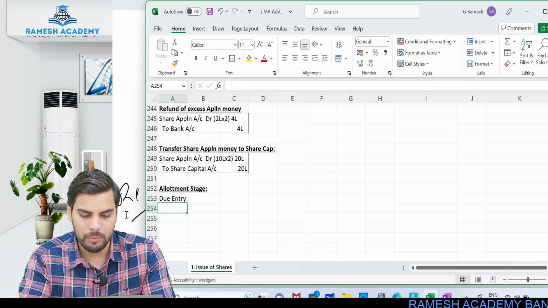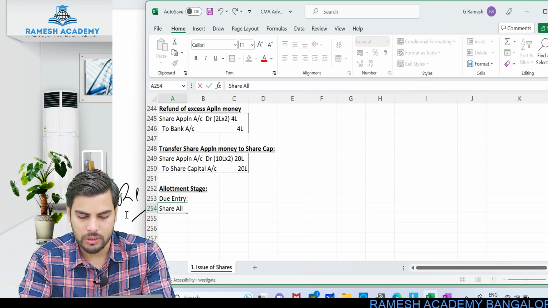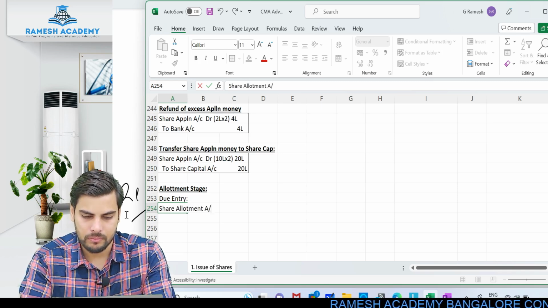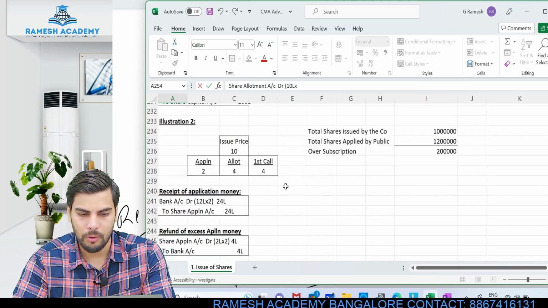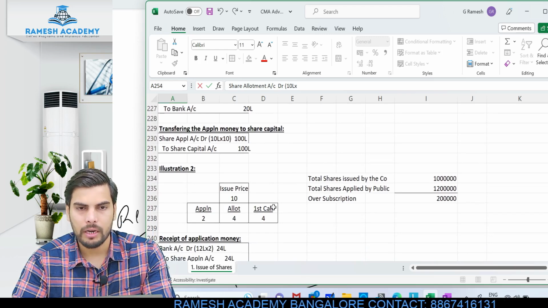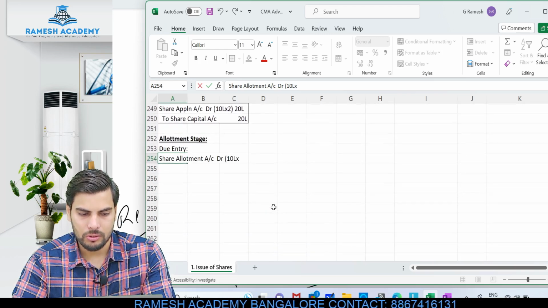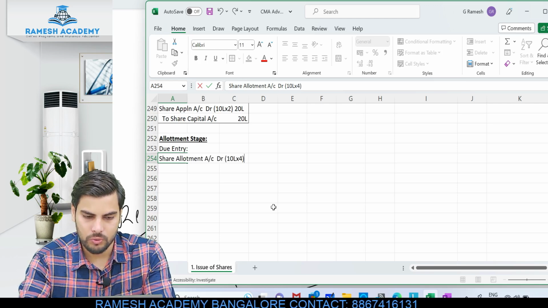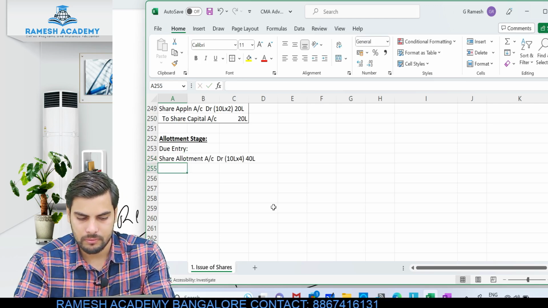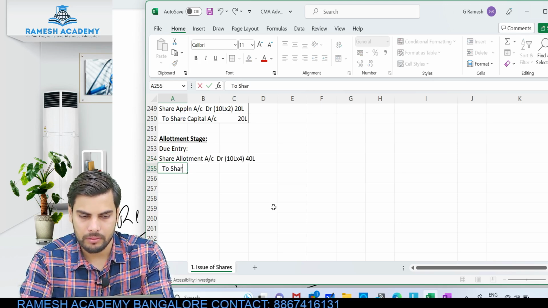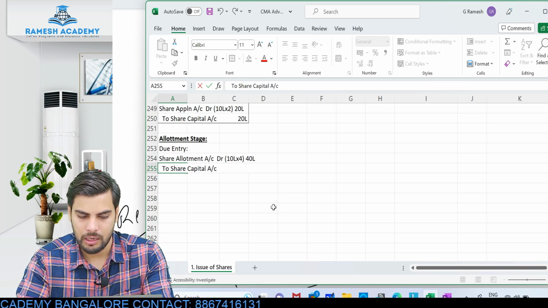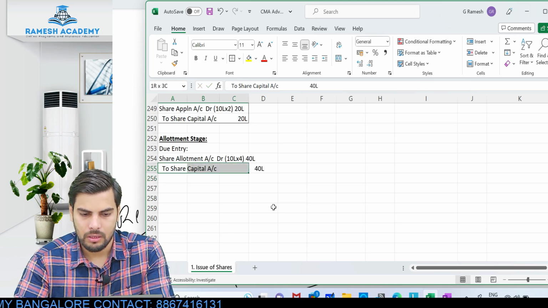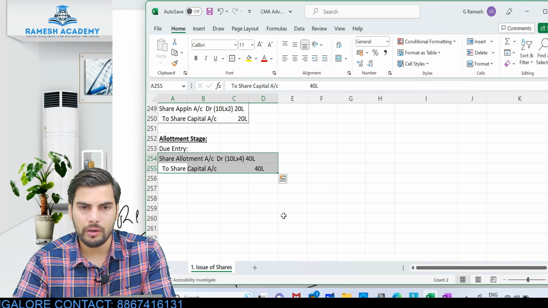Okay, so the due entry will be what? You guys already know it. Okay, so share allotment account debit. This will be to the extent of only 10 lakh shares. Okay, and how much is the allotment stage amount? You guys can refer to this. Allotment and first call, it is 4 rupees each. Okay, so due entry will be 10 lakh into 4. This would be 40 lakhs. To what? To share capital. This would be again 40 lakh. This would be the entry, the due entry for allotment money.